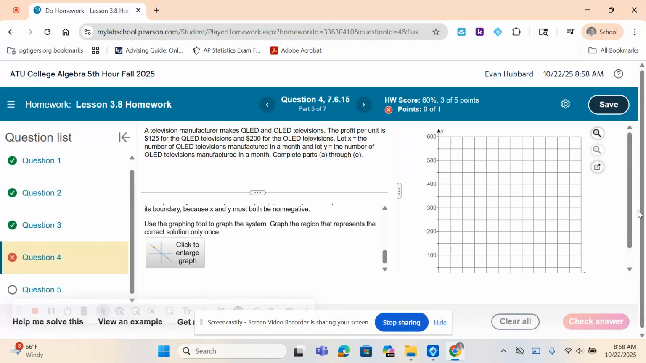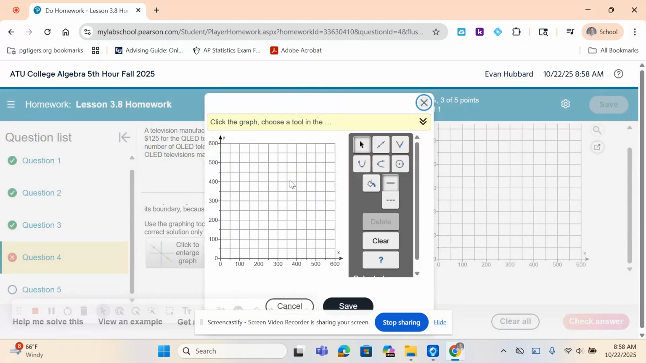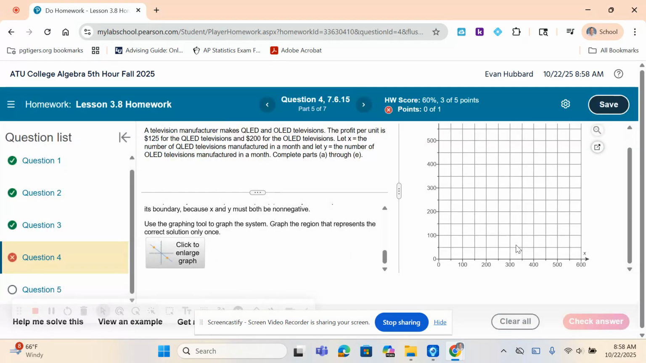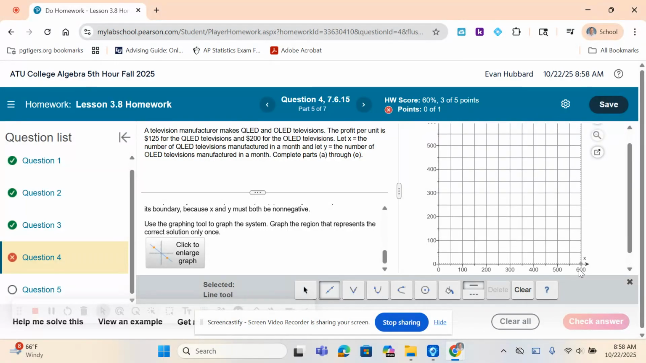Exit that out. Did that save? Oh, that didn't save. My fault. Actually, let me click on here. Sorry about that. So line 600, 400, and then 450, and then 200, and then shaded in this area.